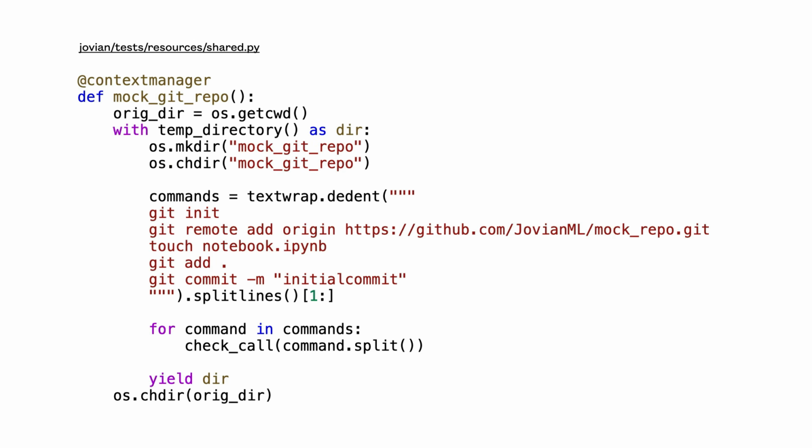Another one is called mock git repo. This is another one that's there in the Jovian library. Jovian uses some git operations in some of its functions. So how do you test those? You need to create a mock git repository where you test those functions.